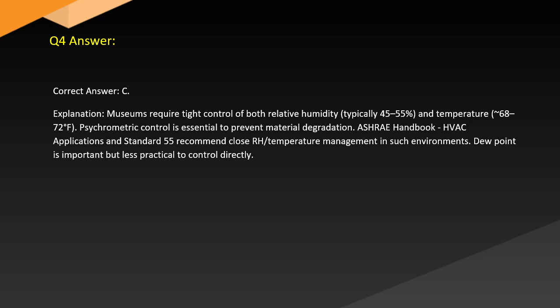Answer. Correct answer: C. Explanation. Museums require tight control of both relative humidity, typically 45-55%, and temperature, 68-72°F. Psychrometric control is essential to prevent material degradation. ASHRAE Handbook, HVAC Applications, and Standard 55 recommend closer temperature management in such environments. Dew point is important but less practical to control directly.